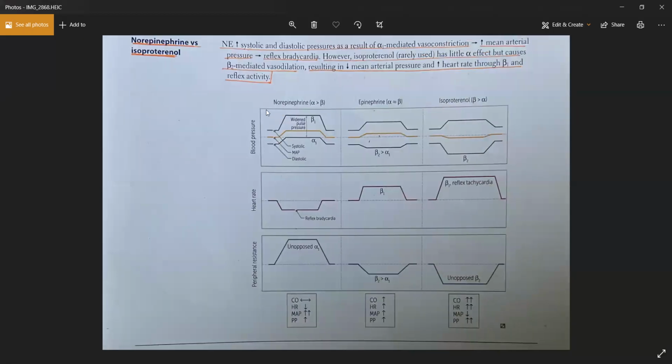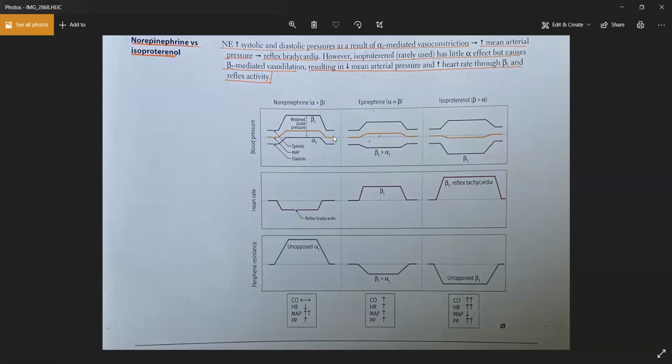In case of norepinephrine, what's going to happen to the blood pressure? Because the alpha effect is more, the vasoconstriction will predominate, right? So you will get an increase in the blood pressure. This is the diastolic blood pressure. Because of the vasoconstriction, it would be increased. You will also get an increase in the systolic blood pressure, and ultimately the mean blood pressure would be increased.